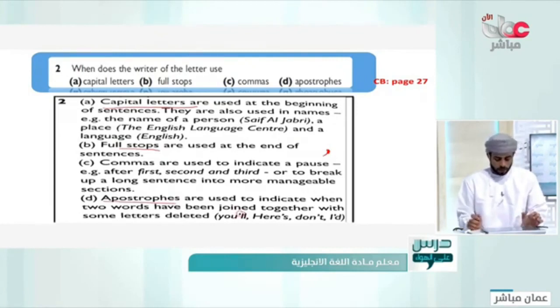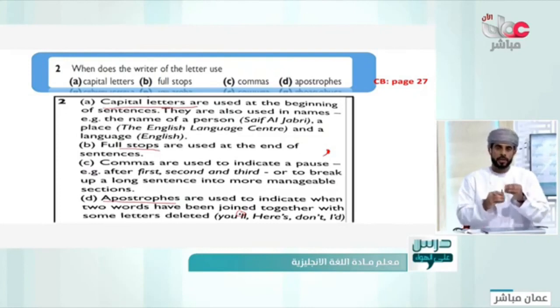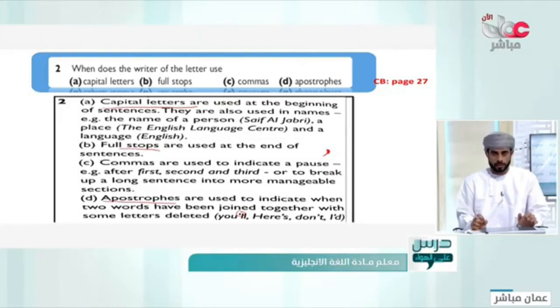Apostrophes are those marks that are above the word. They are used to indicate when two words have been joined together with some letters deleted. When you join two words together and delete some letters, you are supposed to write an apostrophe there to show that something happened there. Two words have been attached together and some letters have been deleted also.